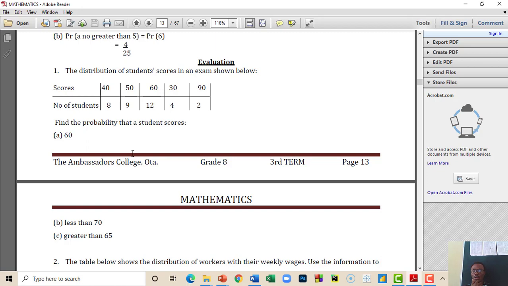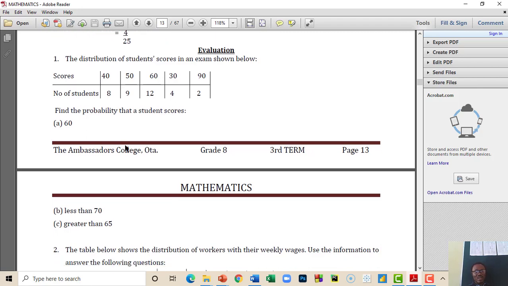The first thing you have to do is get the number of students. So add 8 plus 9 plus 12 plus 4 plus 2, and I think this should give us 35. Let's check. 8 plus 12 is 20, add the 9 and the 4, that's 13, so 20 plus 13, 33, plus 2, 35. So I have 35. The probability of getting 60 is 12, because I have 12 students that scored 60, so 12 over 35. Can anything be reduced? 2 cannot go, 3 cannot go, 6 cannot go, so we'll keep it that way: 12 over 35.